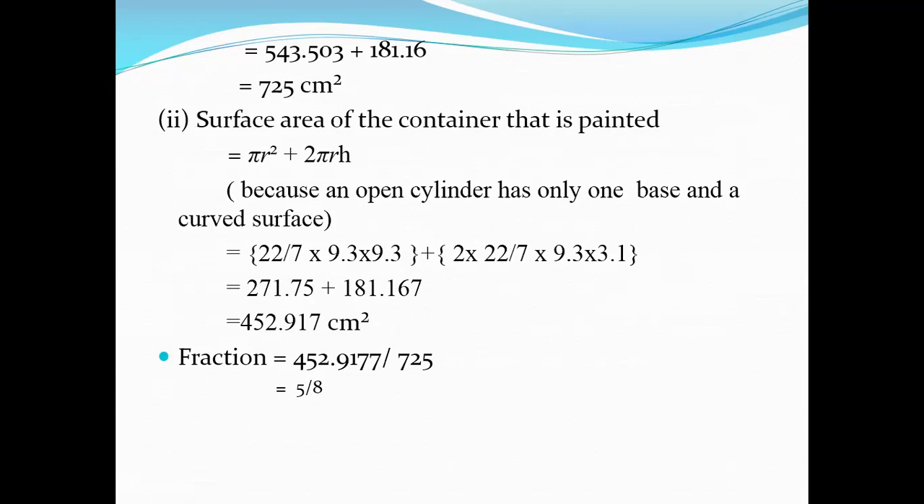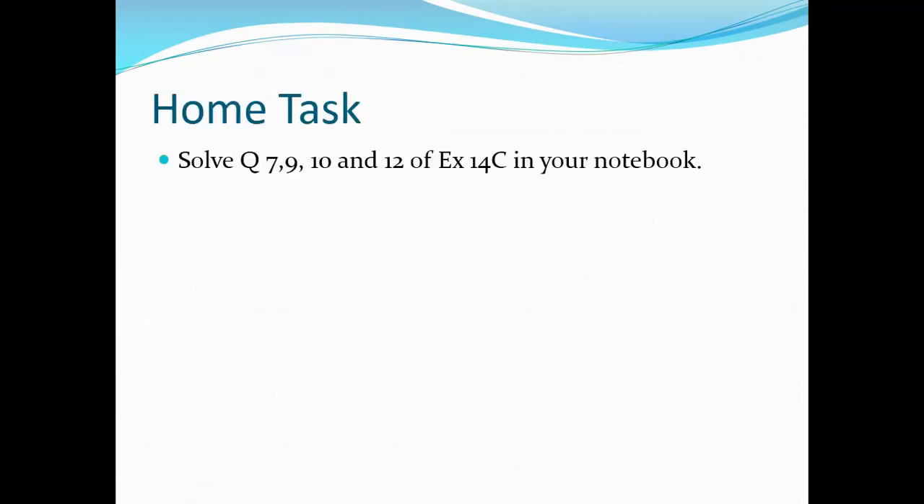This is the end of today's lesson. The home task is you have to solve question number 7, 9, 10 and 12 of exercise 14C in your notebook. And again, you have to take pictures of it and upload them in the Google Classroom. And the deadline is mentioned over there.